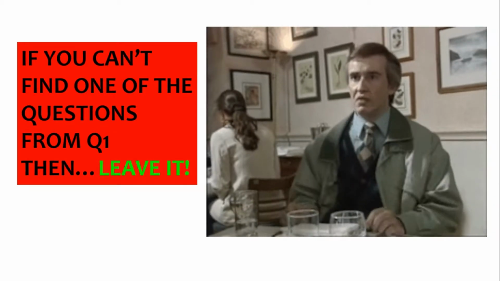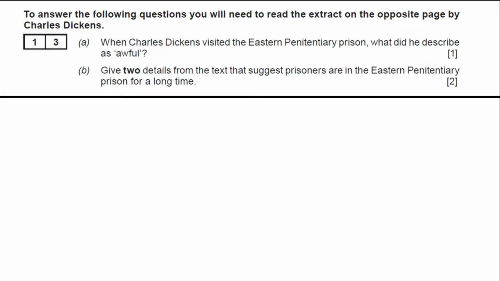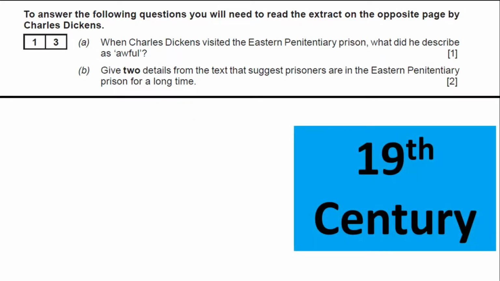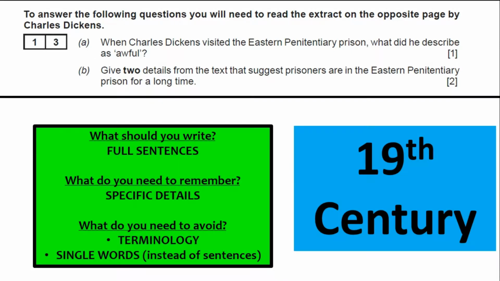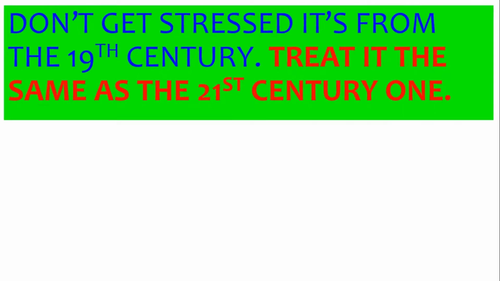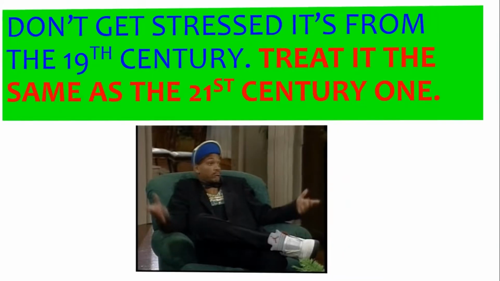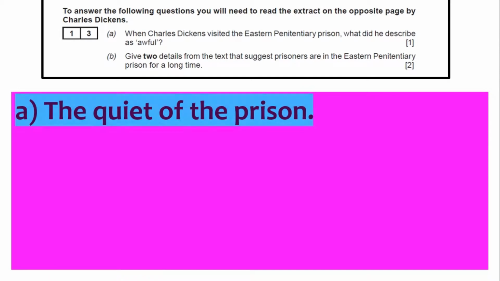Again, leave the question if you can't find it. Question 3 is exactly the same, the only difference being it is on the 19th century text, so the older text. Don't panic. If you get the 19th century text, do it exactly the same as the other one. Generally, it will be easy to read. Like I say, don't get too stressed about the 19th century. Treat it exactly the same as the one from the 21st century. The only difference being that there might be some words you're unfamiliar with, but generally, even though it was written in the 19th century, it will be quite easy to read.